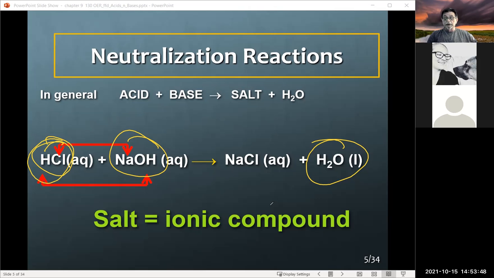Tums is a base. You want to reduce the acid reflux you've got going on, and so it gets neutralized. So you're neutralizing the acid in your stomach. Or milk of magnesia. That's another one. It's another base. Okay. And now, if you don't have any milk of magnesia or Tums, maybe drink some alkaline water.